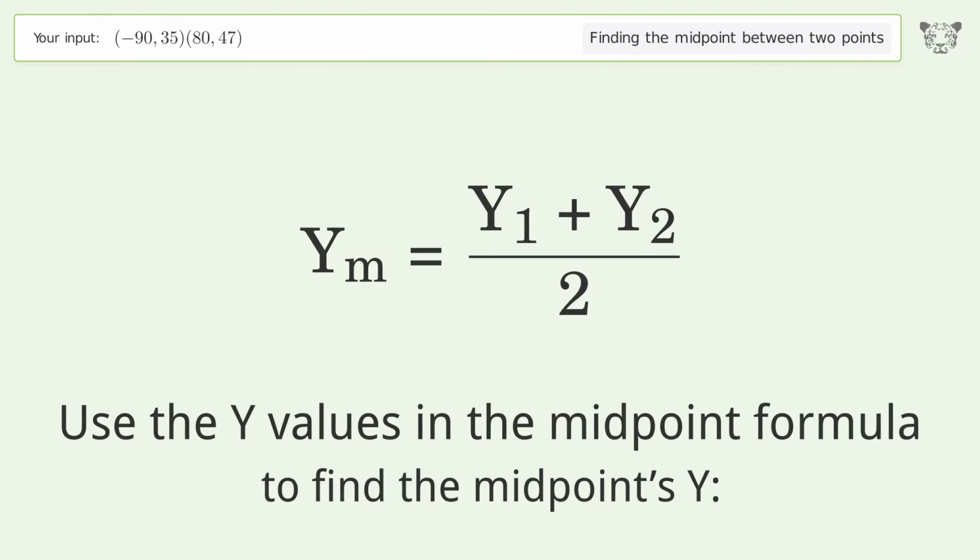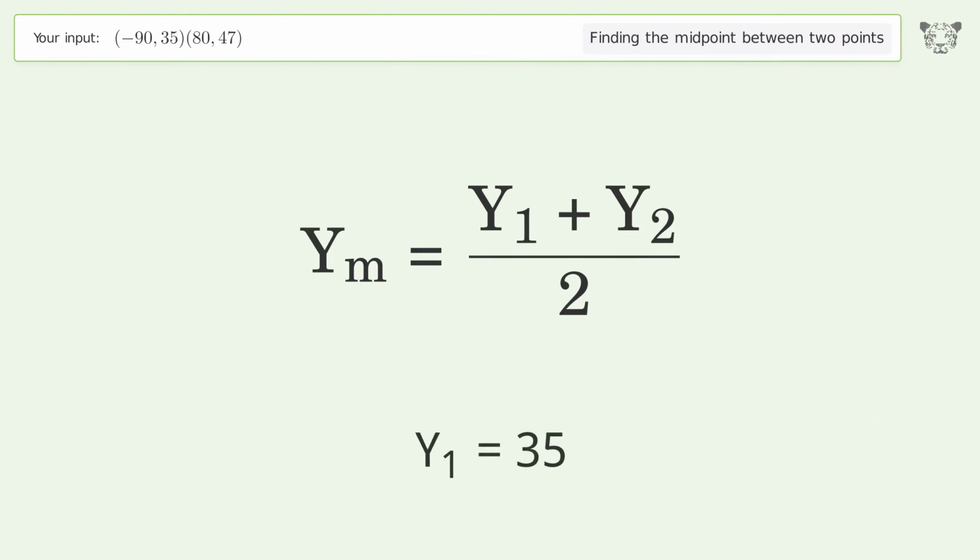Use the y values in the midpoint formula to find the midpoint's y. y1 equals 35. y2 equals 47. Simplify the arithmetic.